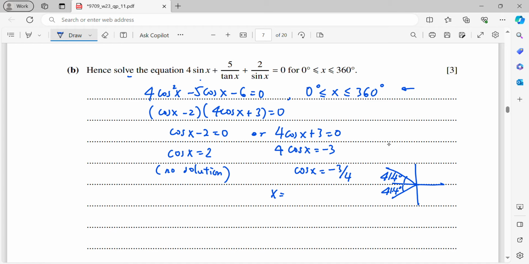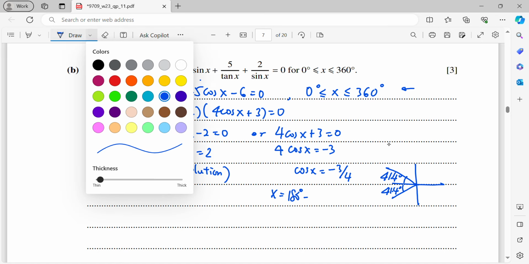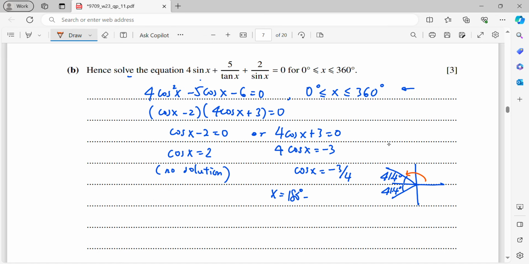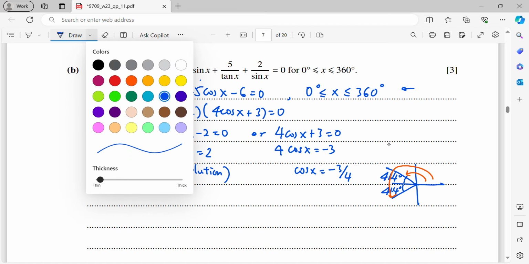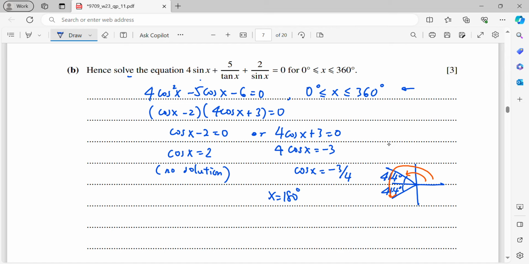Okay, so by looking at this quadrant diagram, I will get 180 degrees. So my first angle is basically this orange color, and then my second angle is the major angle. So which means I will get 180 degrees minus 41.4, and another one is 180 degrees plus 41.4 degrees. Therefore, you will be getting 138.6 degrees and 221.4 degrees. So that's the solution of the x.